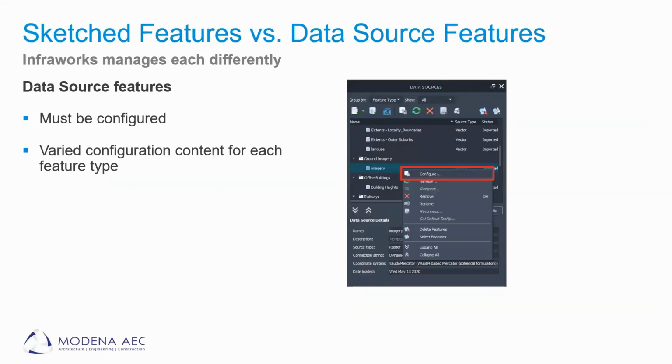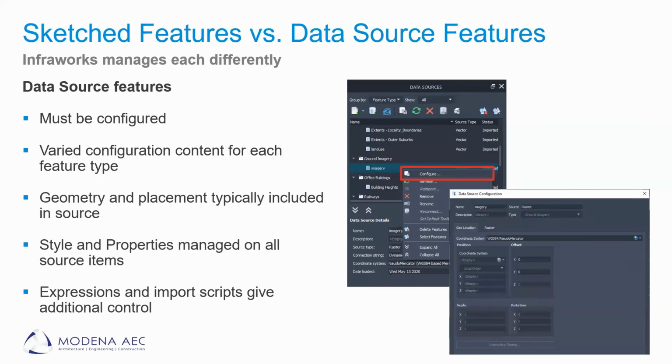When looking at data source features, they have to be configured after being added. That means that they have to work with the coordinate system of the model itself. Each source has a different configuration type, so there's a difference between configuring buildings and configuring imagery. The styles of these data source features are usually governed by the original file from which they are imported. As well, expressions and import scripts can give additional control if you have knowledge of that.